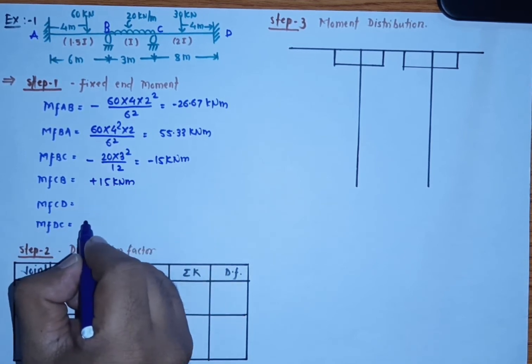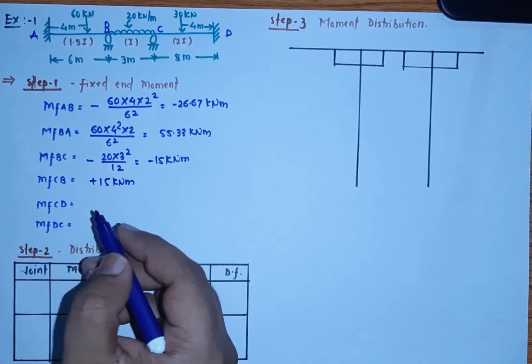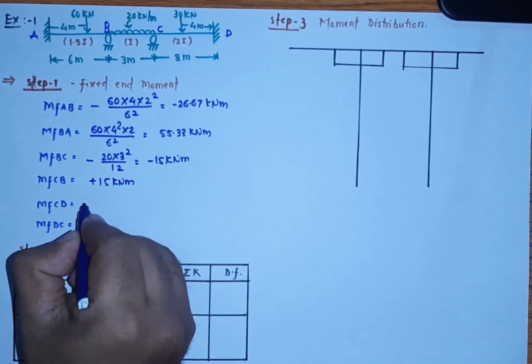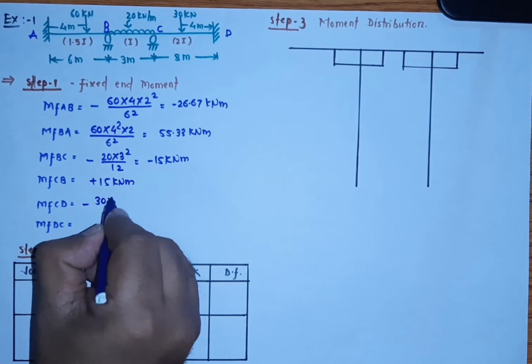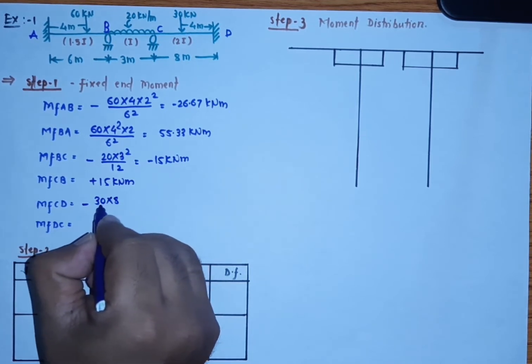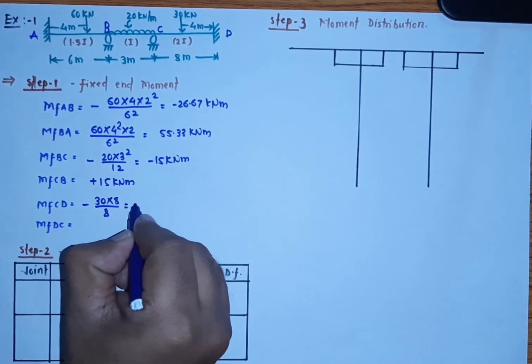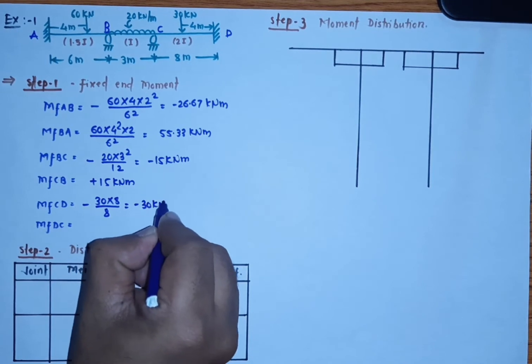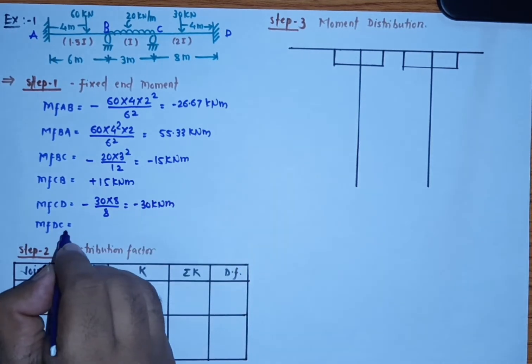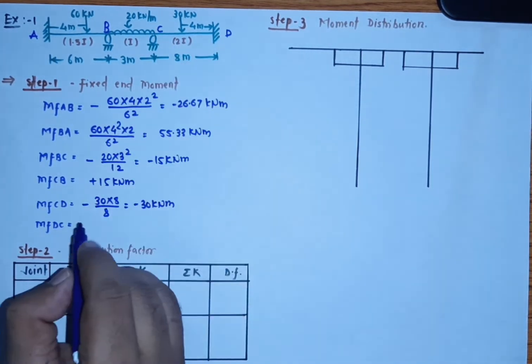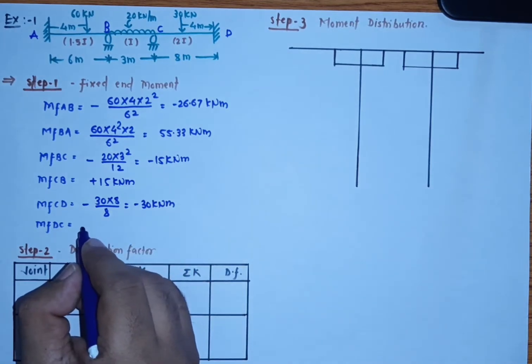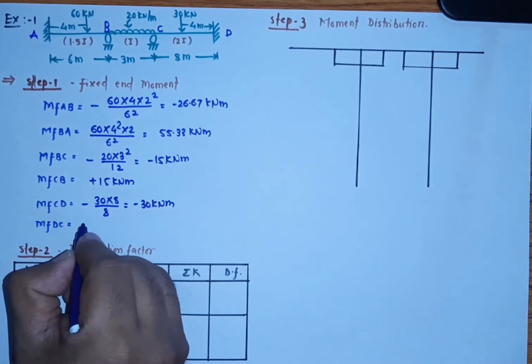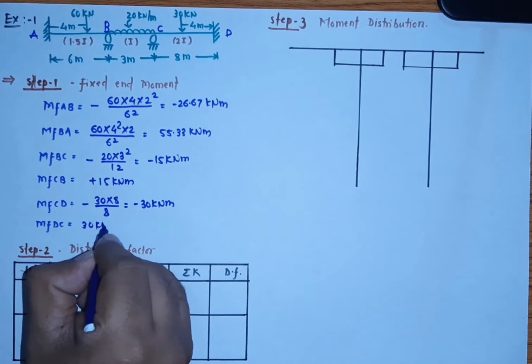For MFCD, which is a central point load, it will be WL by 8. So minus 30 into 8 divided by 8. That is nothing but minus 30 kilonewton meter. MFDC, now from DC, it will be the same as it is a central point load. It will be plus 30 kilonewton meter.